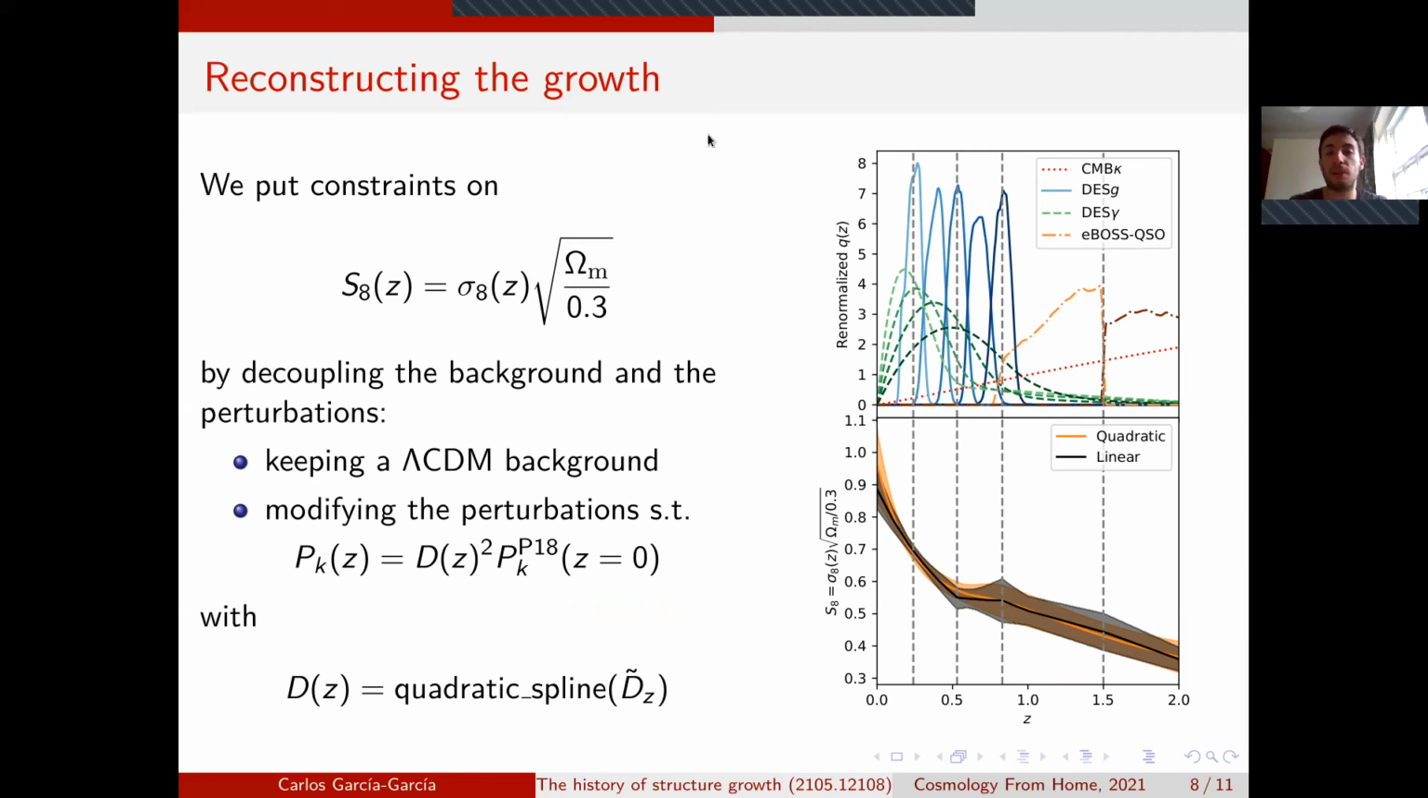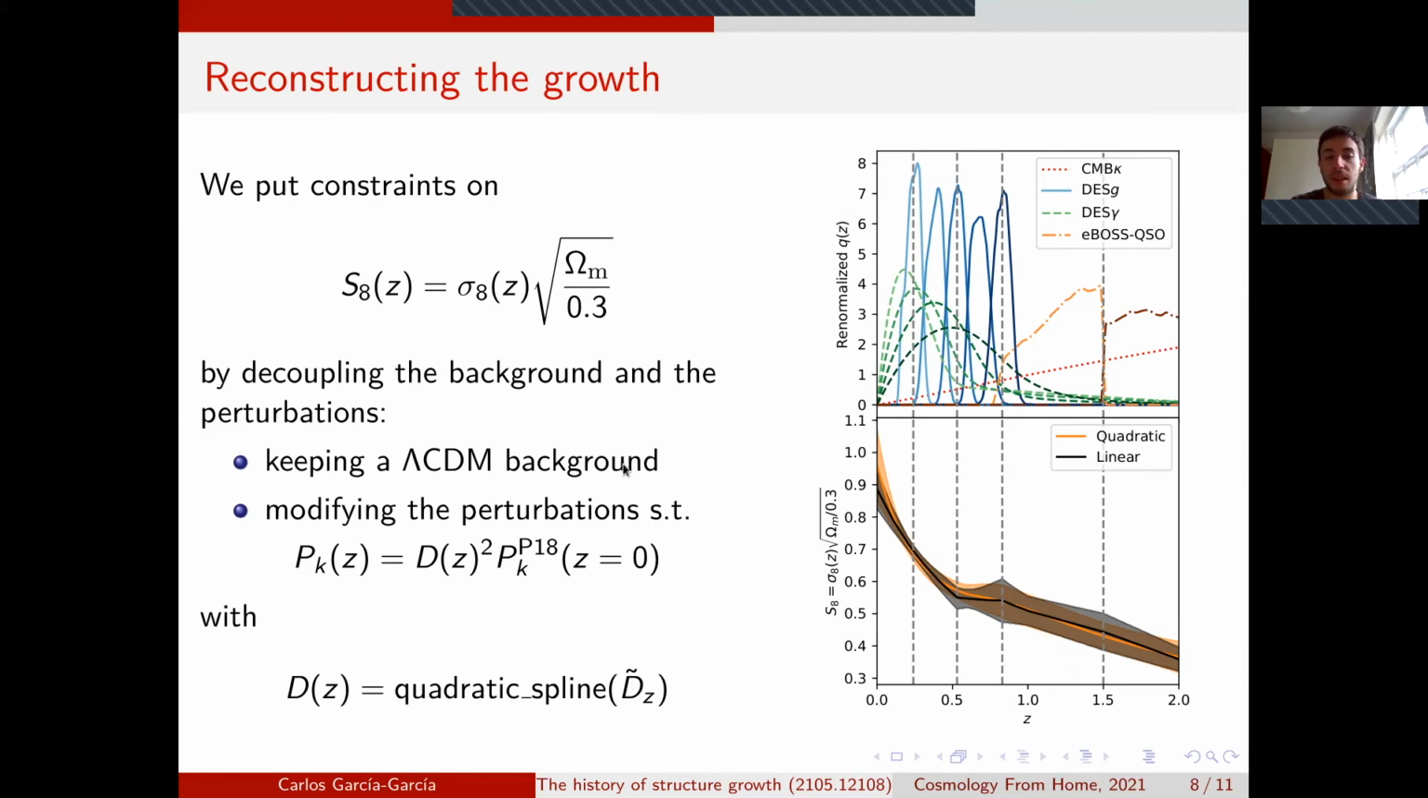We were interested in reconstructing the growth. So we wanted to put constraints on this S8 offset, where the temporal evolution is on sigma 8, so on the amplitude of the perturbations. And we do this analysis by decoupling the background and the perturbations evolutions.